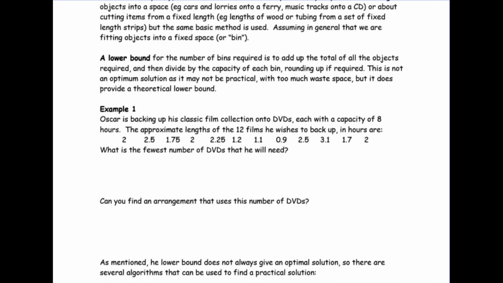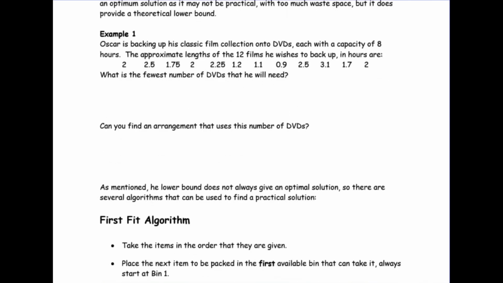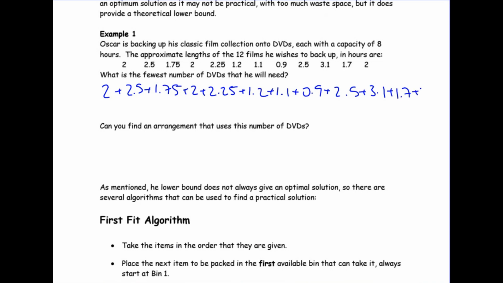So for this example one here, we've got Oscar backing up his classic film collection onto DVDs. Each of his DVDs can fit 8 hours onto it, and the lengths of his films are listed there. For a lower bound for the number of DVDs that he will need, all I'm going to do is add these up and divide by the total size of the bin, which in this case is the size of the DVD, which is 8 hours. Add those up, you get 23.